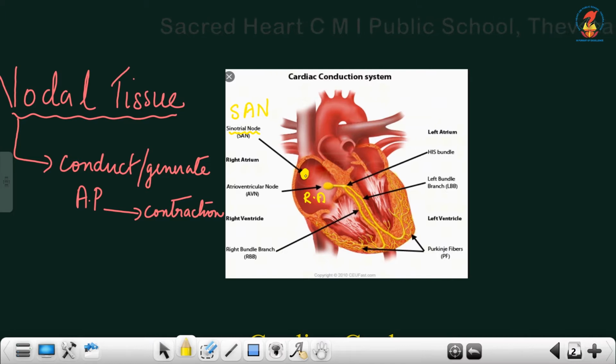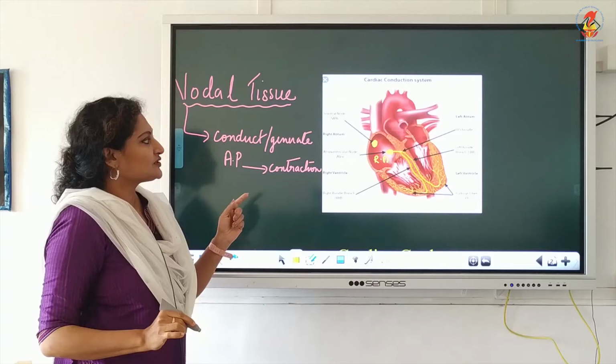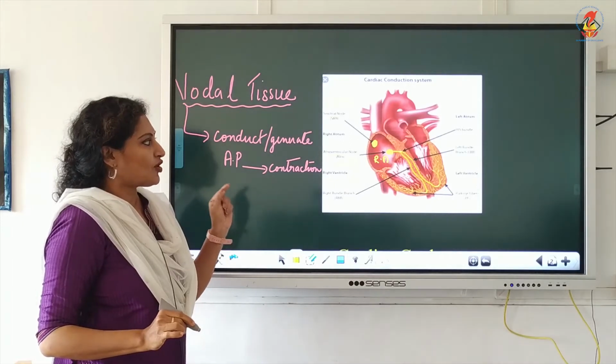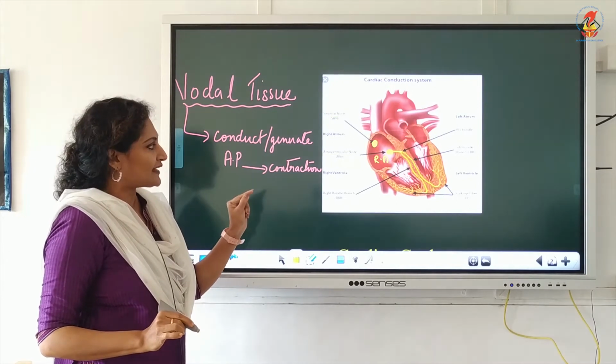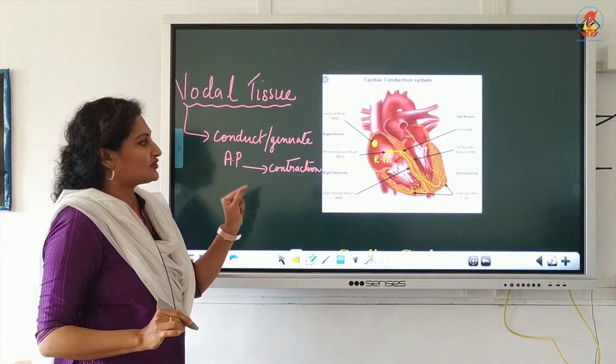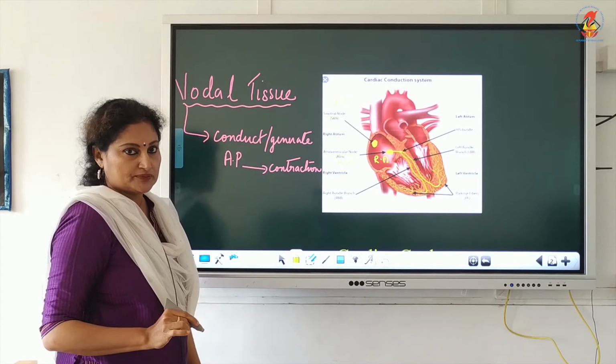Then there is a small patch at the lower left corner of the same right atrium, and that is called the atrioventricular node, or in brief the AV node. So once again, there are two patches: a patch at the upper right corner of the right atrium called the SA node, and a small patch at the lower left corner of the right atrium called the AV node.